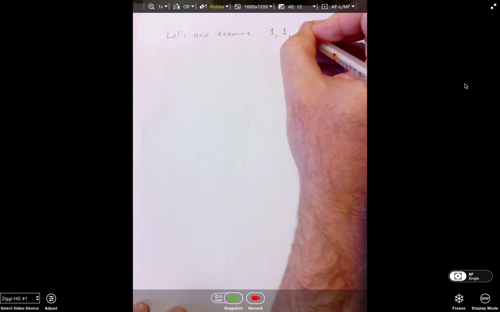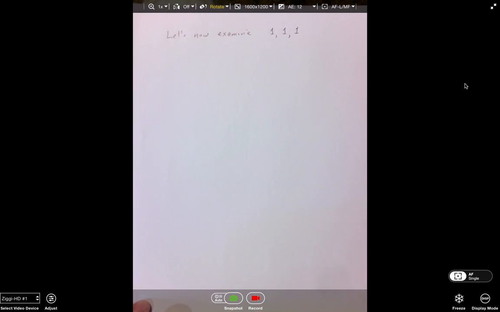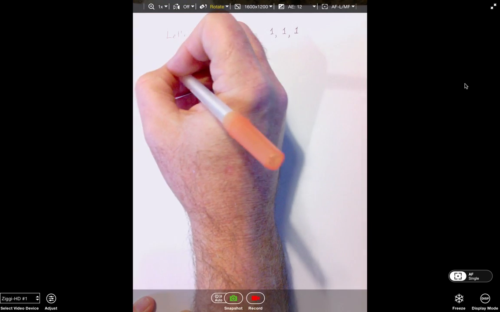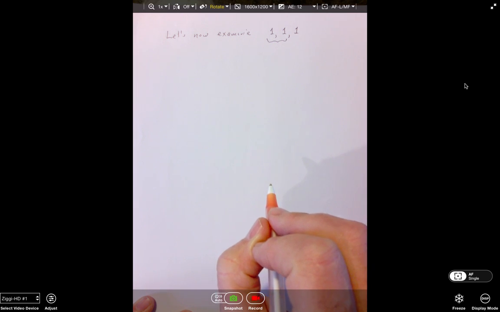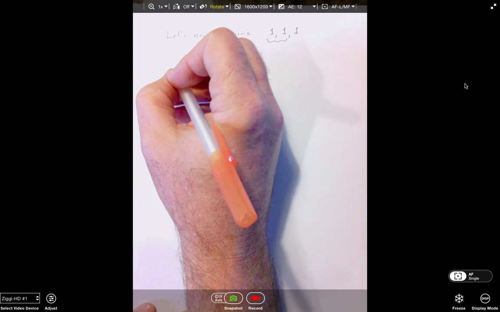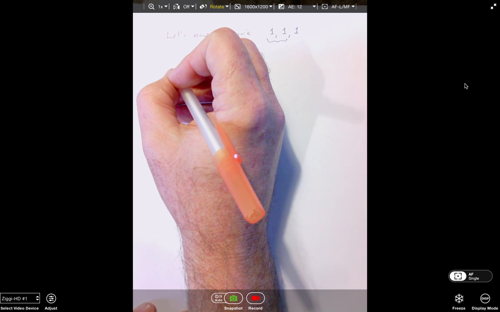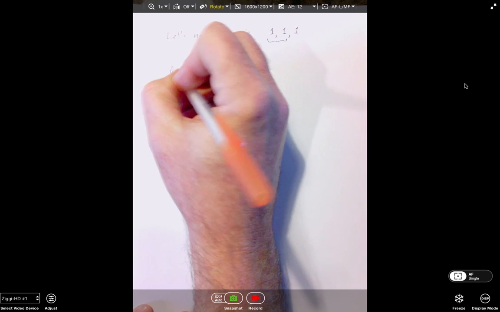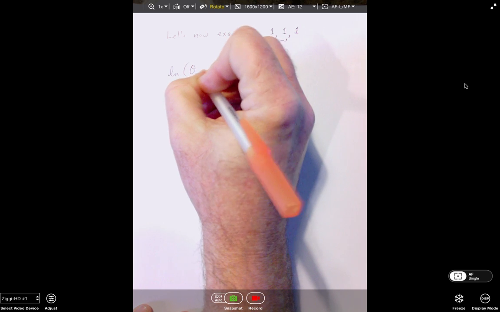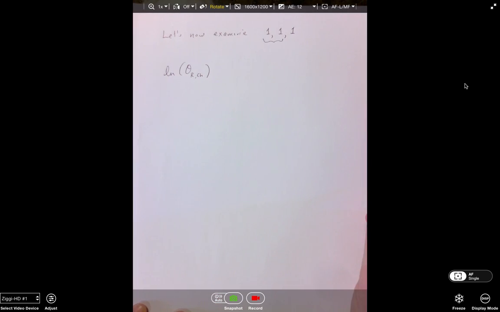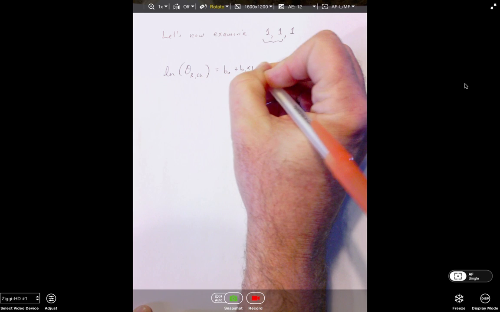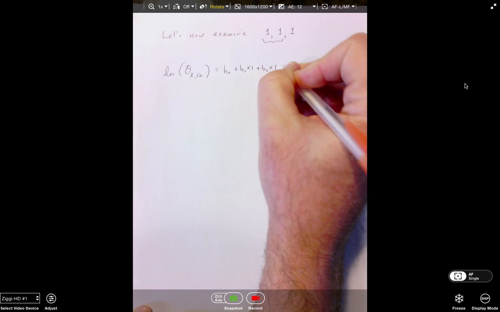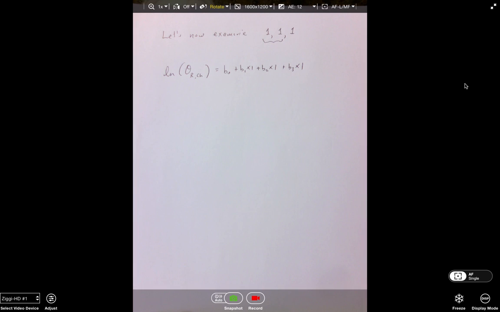So 1-1-1, and then the interaction term gives us a 1-1-1-1. This part right here tells us, with the coding of 1-1, that we are looking at a Republican who is pro-choice. Those are probably pretty rare. All right, so the natural log of the observed for a Republican who is pro-choice is going to be B0 plus B1 times 1 plus B2 times 1 plus B3 times 1.